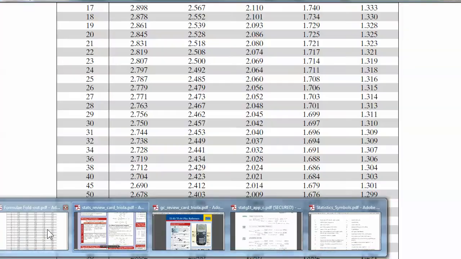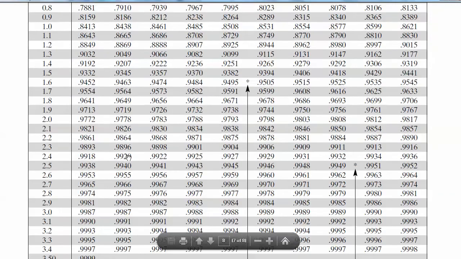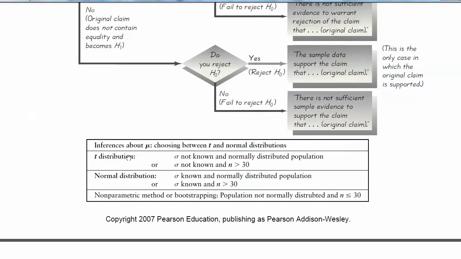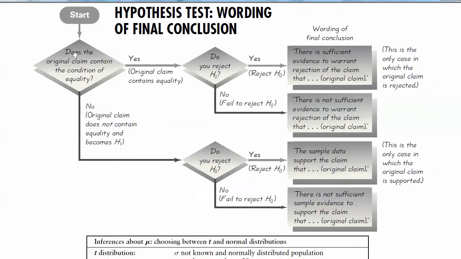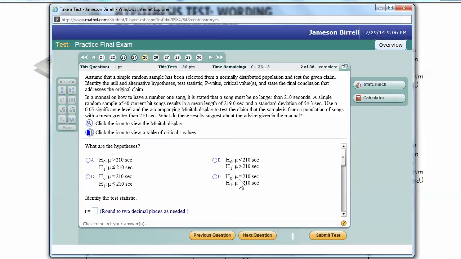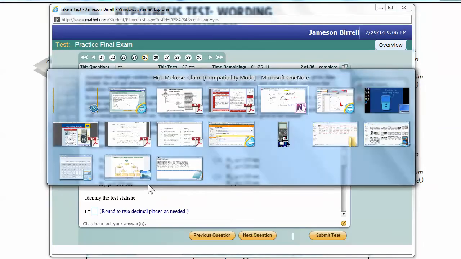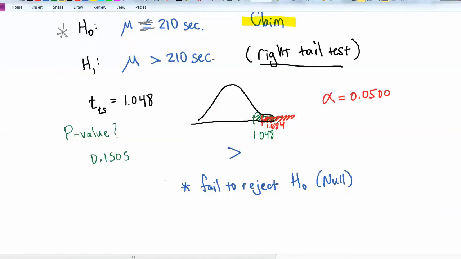If I wanted to, I could have gone here to use the flowchart. Does the original claim contain the equality? Ours did, yep. Did we reject the null? No. So there's not sufficient evidence to warrant rejection of the claim that to have a hit song, you better go less than 210 seconds. Now I just put everything in since I've scratched it all out.